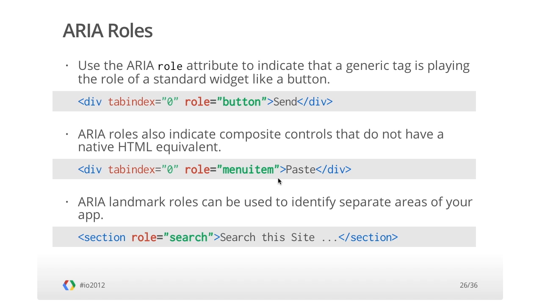Another type of role that I mentioned earlier is a landmark role. And that's a role that can be used to organize the DOM in the same way that I mentioned before. You can use a landmark role to actually identify separate areas of your app to a screen reader. You can use them together with the new HTML5 semantic tags to create a really rich user experience. So in this example, I used the section semantic tag, but also gave it the role of search. This indicates to a screen reader that this section of the site is the search section.